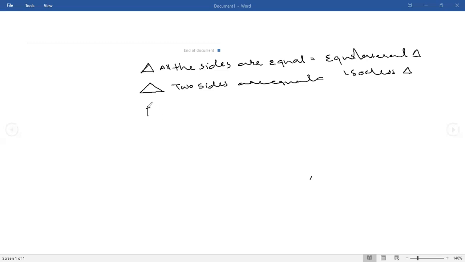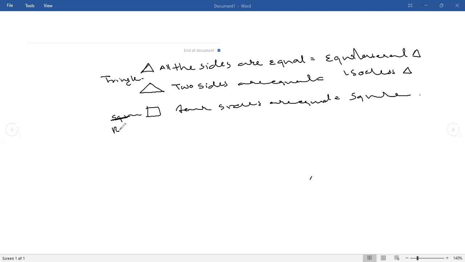In a square, if all the 4 sides are equal, you can call it a square. In the case of a triangle we have the isosceles triangle, and in the case of a rectangle, the rectangle is a polygon with 4 sides. If 4 sides are equal, you can call it a square.